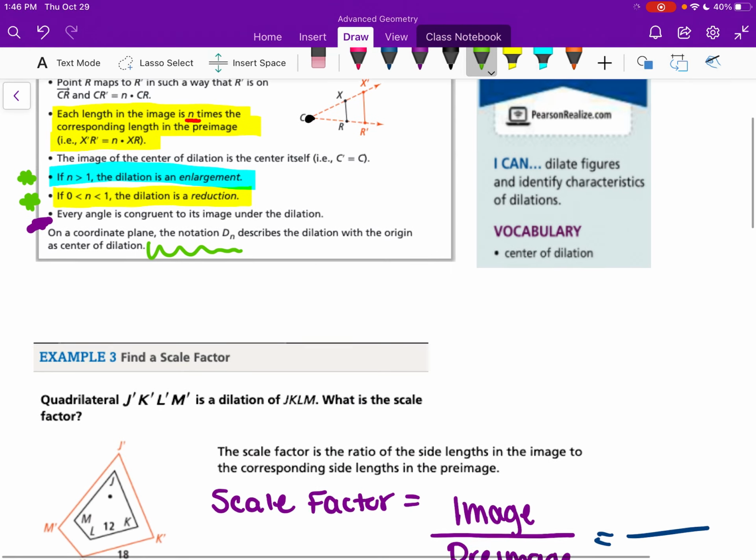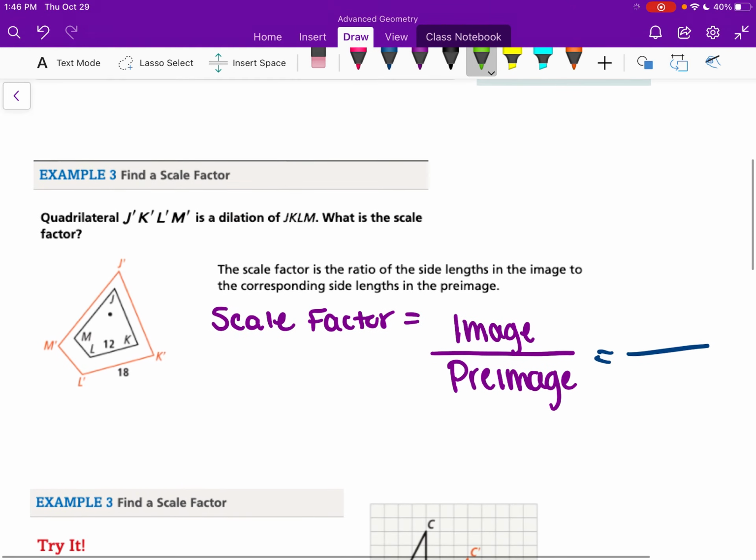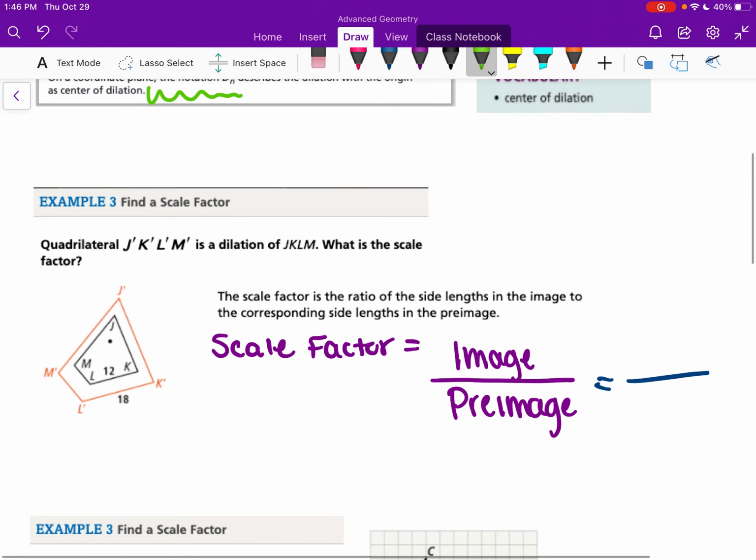So let's do some examples. This example is going to be us finding the scale factor. It gives us quadrilateral JKLM, and it tells us that J prime, K prime, L prime, and M prime is a dilation of that original shape, and we want to find the scale factor. The scale factor is just the ratio of the side lengths from the image to the corresponding side length of the pre-image. So in this example, we see that we've got this orange shape.